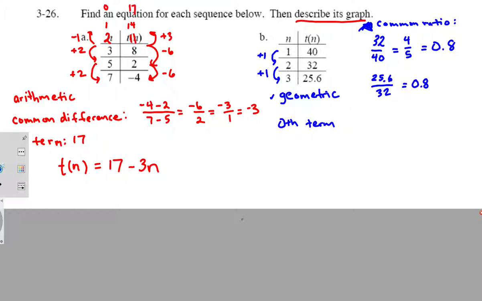Oh, we're doing blue. Let me switch the color there. All right. So what we're doing each time here is multiplying times 0.8 to get to the next term. We took this one, we multiplied it times 0.8. So to go backwards, we're going to have to take 40 and divide it by 0.8. And that should give us whatever this 0th term is going to be.